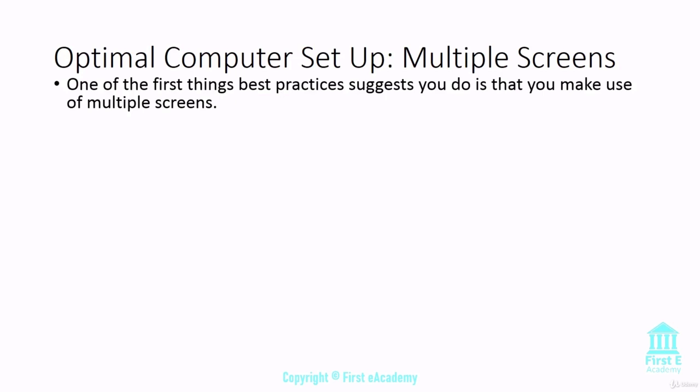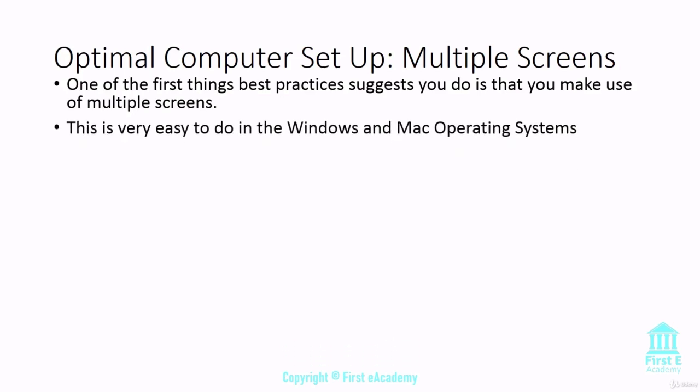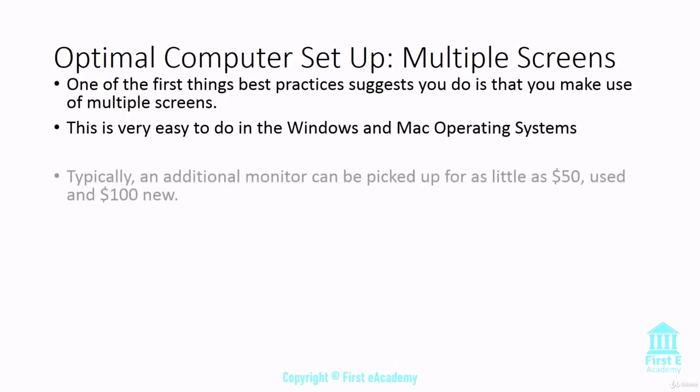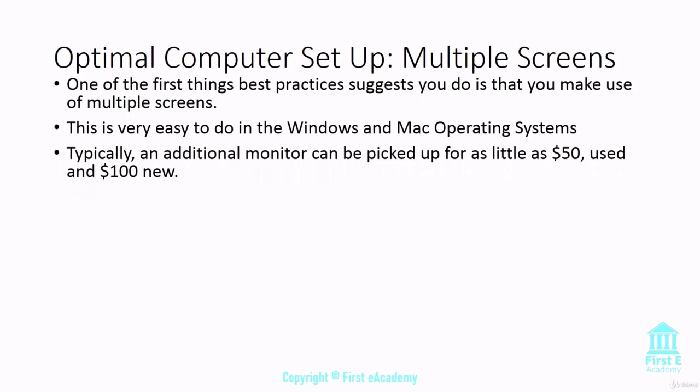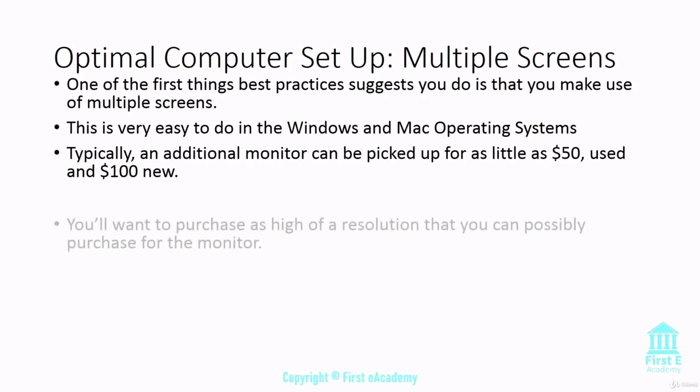The fact of the matter is that you need to make use of multiple screens if you're going to be most effective in screencasting. And making those monitors available and making them work with your operating system is very easy to do in Windows and Mac. In fact, Windows and Mac operating systems make accommodations for people who use multiple screens. They anticipate that you're going to make use of multiple screens. An additional monitor is not expensive, so probably you're talking in the area of $50 used, maybe $100 new. Typically, an additional monitor would be picked up for as little as $50 used and $100 new.